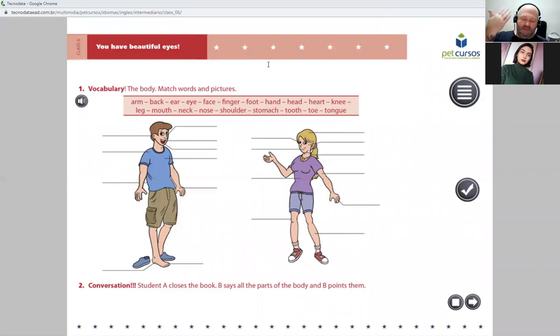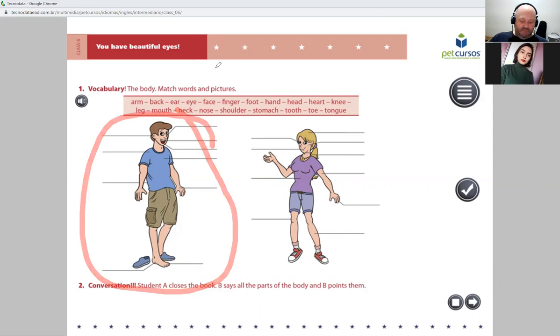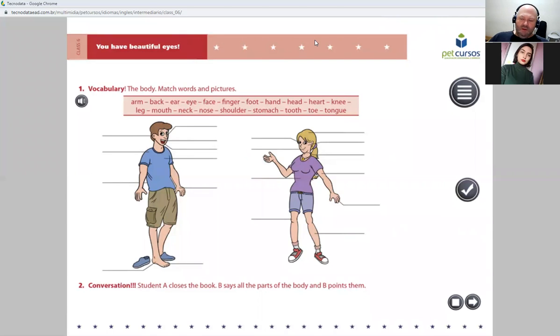É usado para outras coisas também. Of course, here in this unit, we're talking about the body of the people. Ok? So, here we have some body parts. Vamos escutar então aí, ok? Acompanha, por favor. Escutando a primeira vez, let's go.